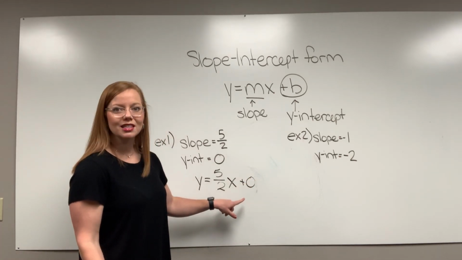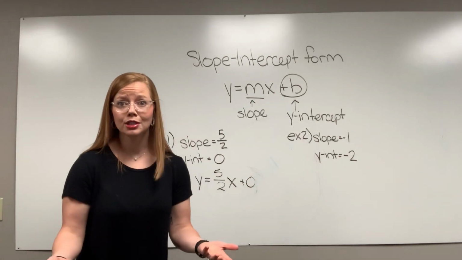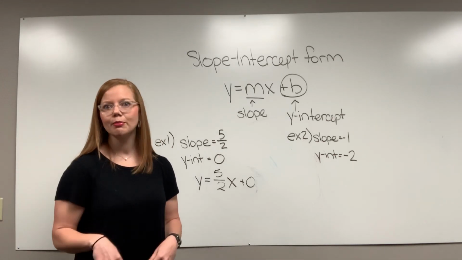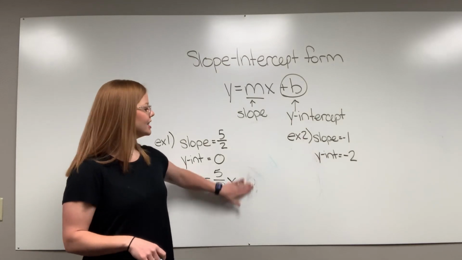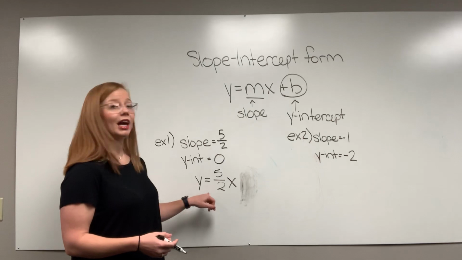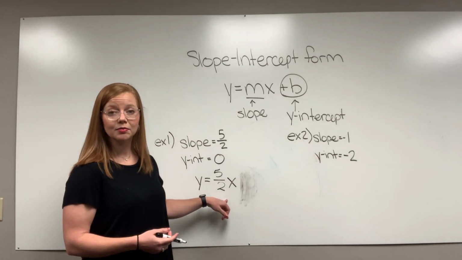Since this is a plus 0, if I were adding $0 to your bank account, I'm not necessarily going to tell you about it. I'm not going to write it down, because I add $0 to your bank account every day. So we don't necessarily have to write that. We can just leave that off. And so our answer would be y equals 5/2x.